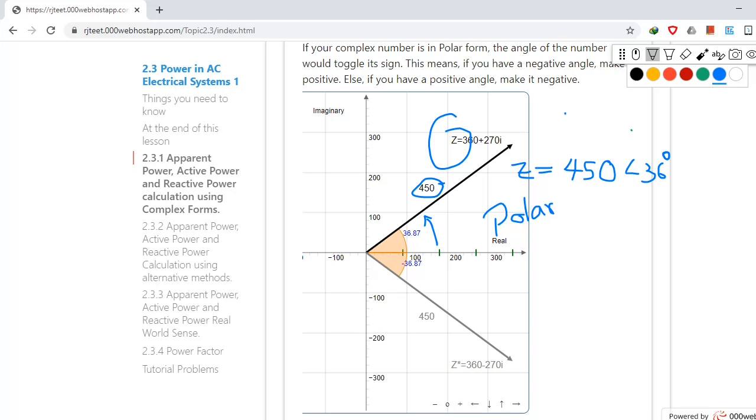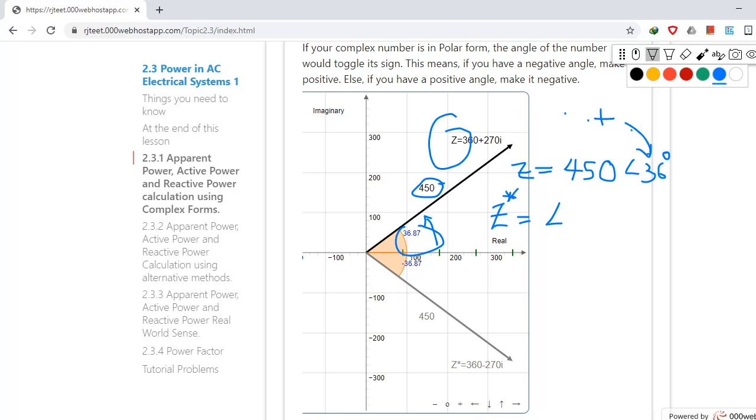I'm not going to write the decimal places, right? So if you're going to find the conjugate of this thing, all you need to do is take your angle value and invert the sign of the angle value. So in this case, the sign would be plus. It's a positive 36. So you're going to invert it, which means it's going to be negative, right?